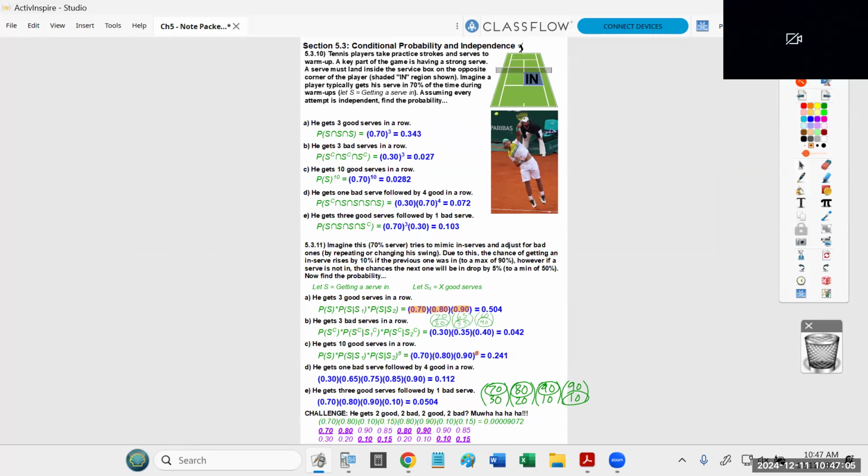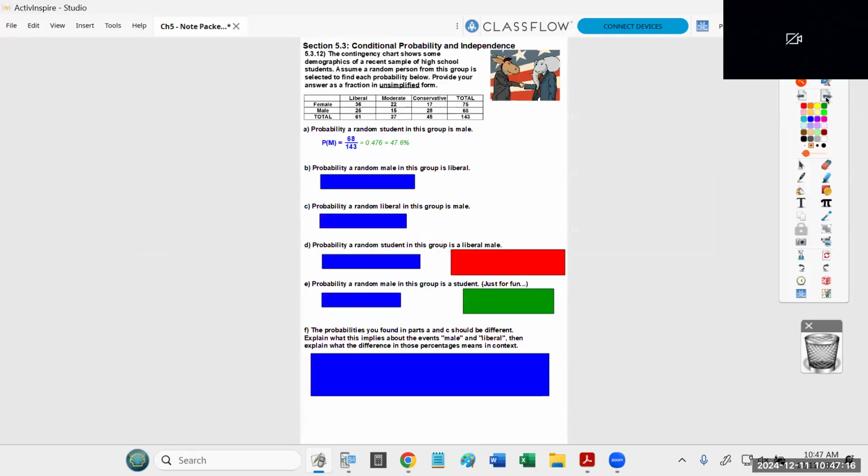Or conditional probabilities, where these numbers fluctuate based on what happened prior. Now we're going to transition to, can we provide a context in which this would actually be used? Okay, so go ahead and turn the page.